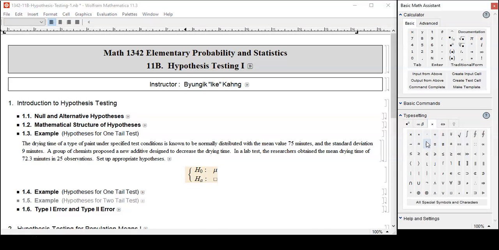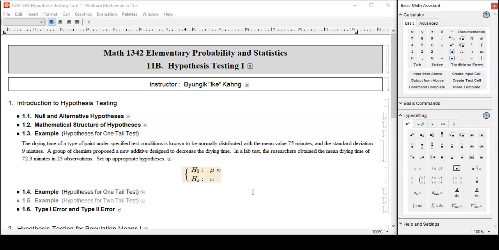that's approximately equal to, now we have some competing numbers. 75 minutes, okay, that's one candidate. 9 minutes, no, not really, that's standard deviation, clear. 72.3 minutes, oh, here's another candidate. And 25 observations, oh, that's the sample size, no problem there. So basically, 75 or 72.3. Which is it? Which one do we want here?